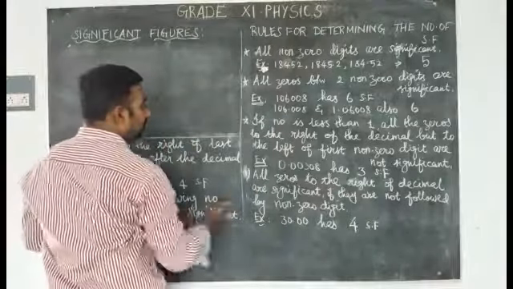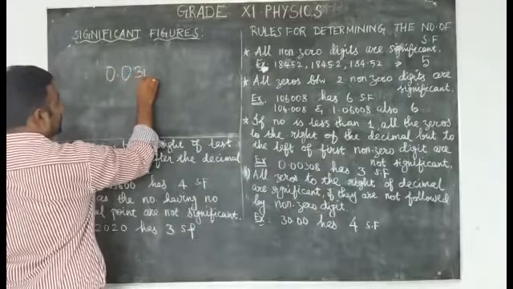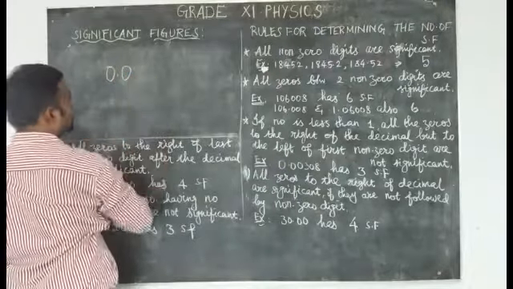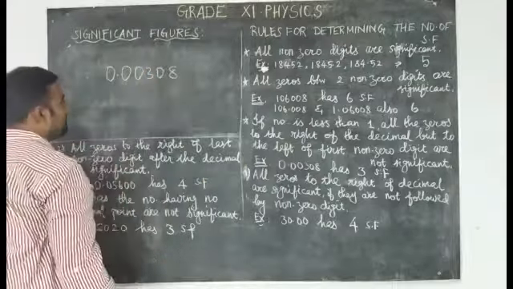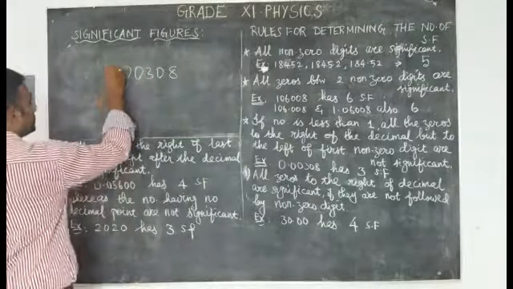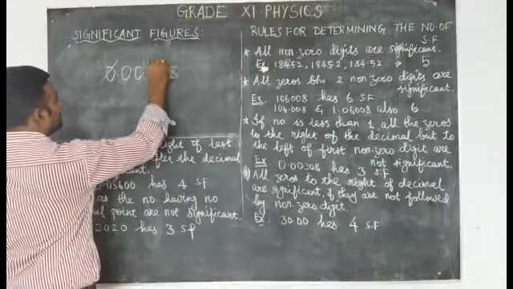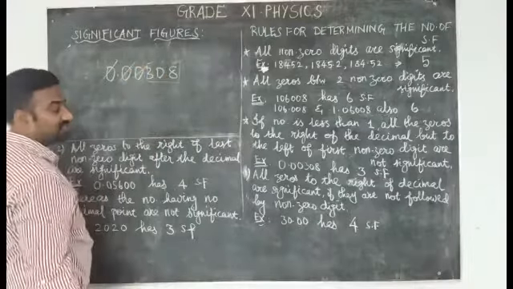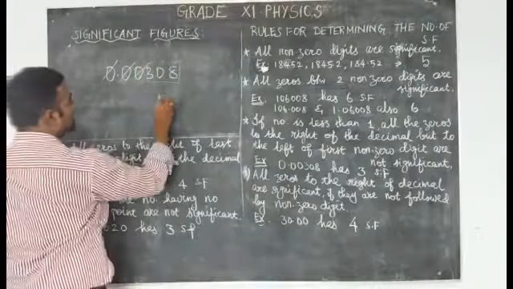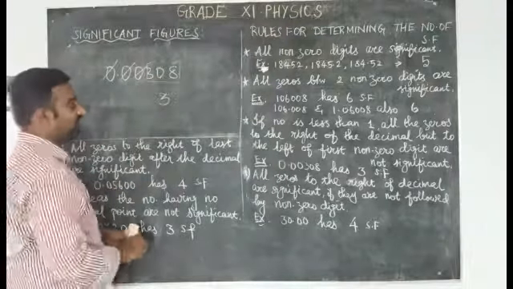Similarly, another example is given. See, 0.00308. Now here, this is less than 1, so these zeros are not significant. But this zero is placed between the numbers, so it is significant. So what are the significant figures? 3, 0, 8. So 3 is the number of significant figures.